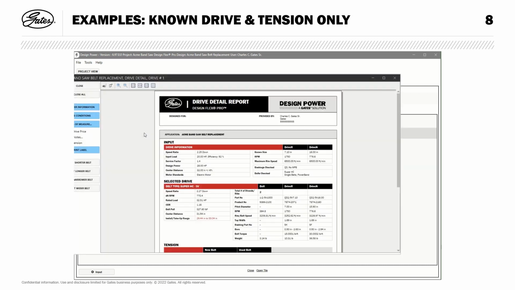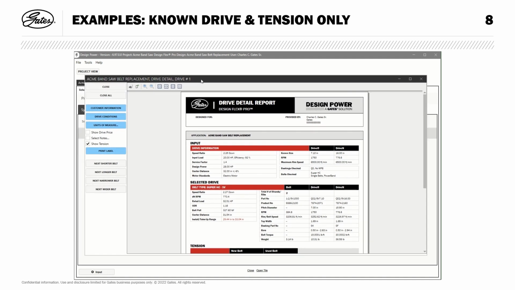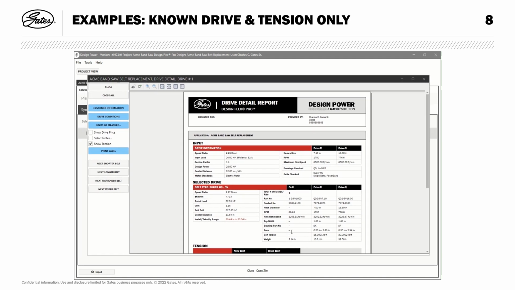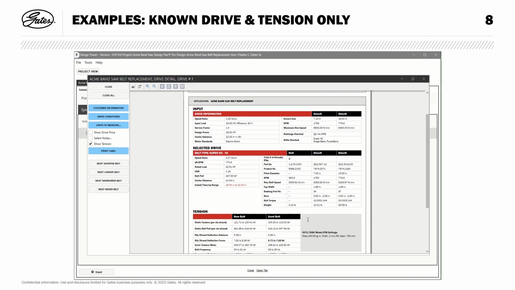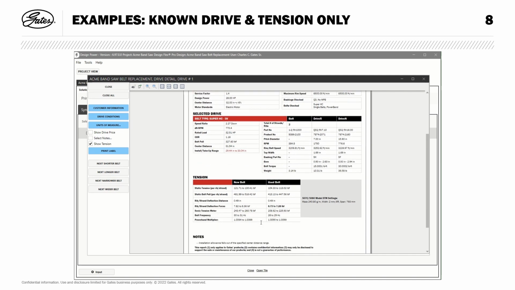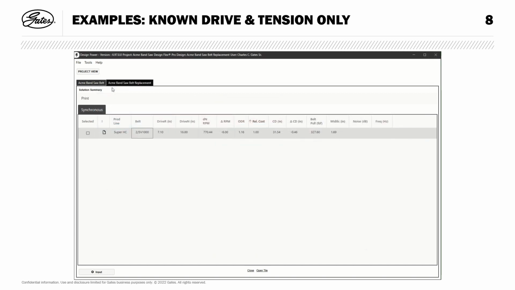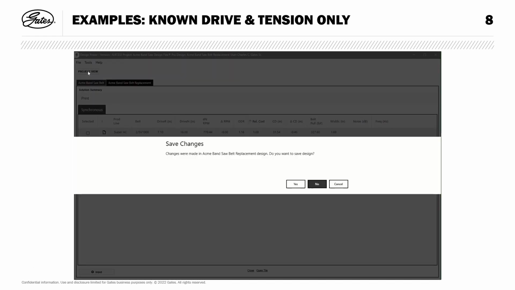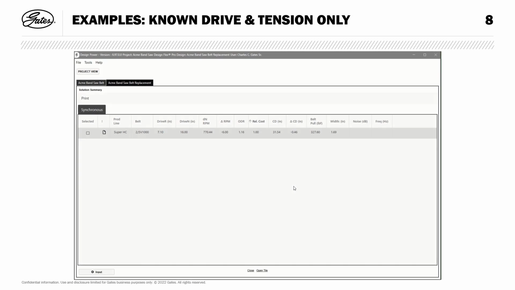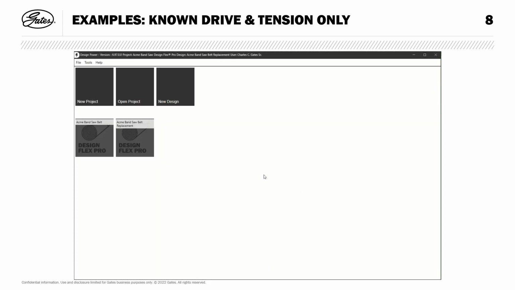I'll go ahead and double click that design, and I'll bring up this report containing all of the information the customer might need, including product number, as well as tensioning information. Close that report, and I would like to demonstrate one other feature within DesignFlex Pro, so I'll go back to my project view and make sure to save changes. Thanks for that reminder. Now I'd like to demonstrate our tension-only feature within DF Pro.